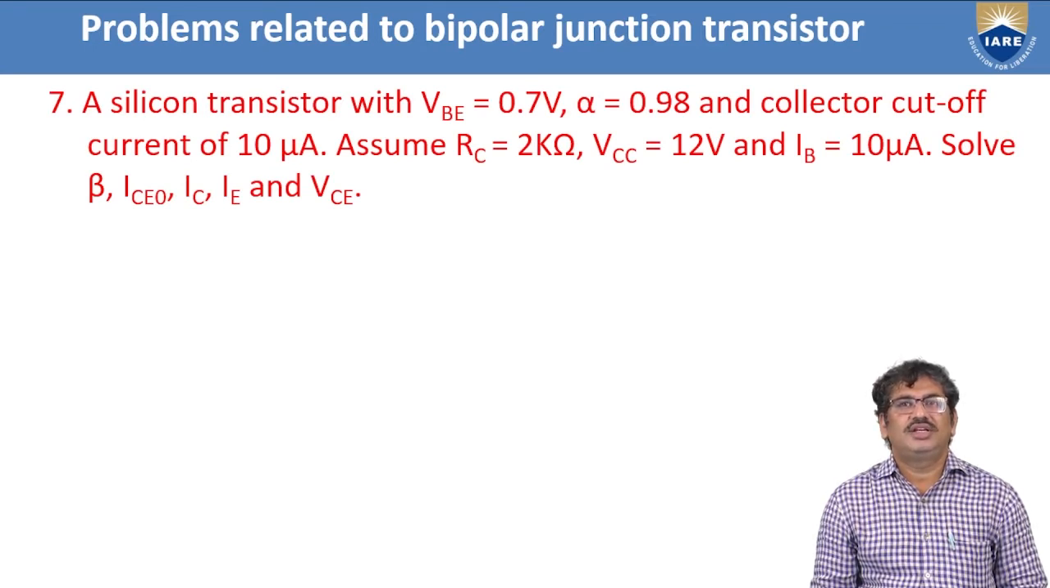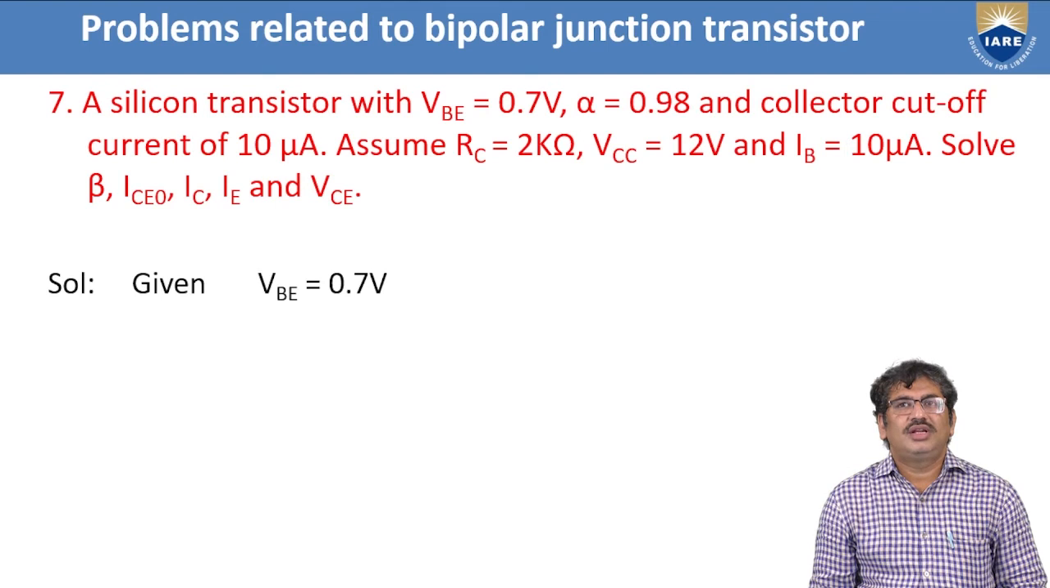A silicon transistor with VBE equivalent to 0.7 volts, alpha equivalent to 0.98, and collector cutoff current ICO of 10 microamperes. Assume RC is equivalent to 2 kilo ohms, VCC is equivalent to 12 volts and IB is equivalent to 10 microamperes. We need to solve for beta, ICEO, collector current IC, emitter current IE and collector to emitter voltage VCE.